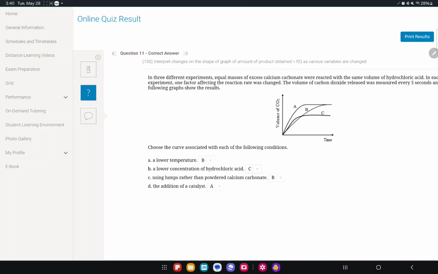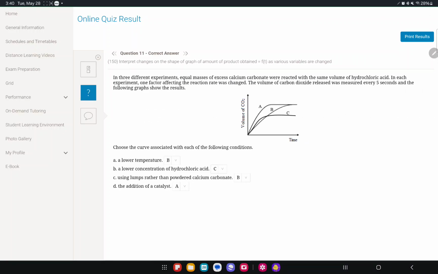Question 11. They gave you three different experiments, equal masses of calcium carbonate, excess calcium carbonate, with the same volume of HCl in each experiment. One factor was changed. The volume of carbon dioxide released was measured every 5 seconds. So calcium carbonate is the excess, and HCl is the limiting reactant. What's going to happen if it has a lower temperature? A lower temperature just means a lower rate, but the product will still be the same. So which one is slower but has the same product? It's going to be B, right? Because it's a bit slower but it still ends at the same product.